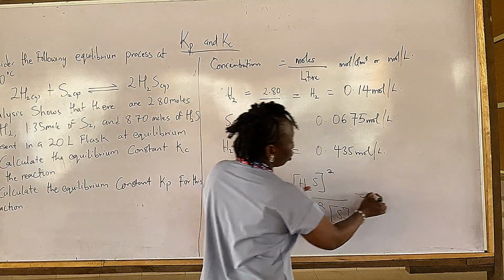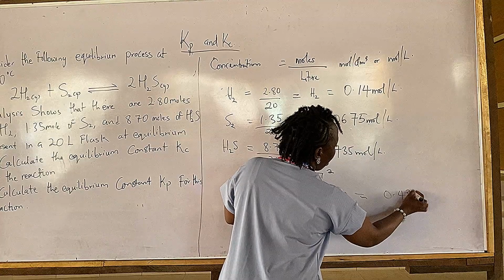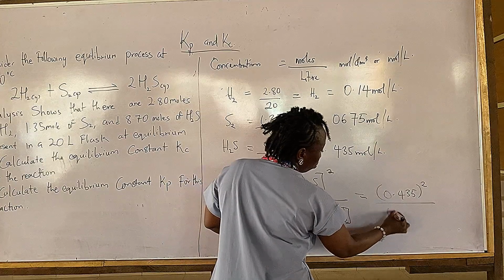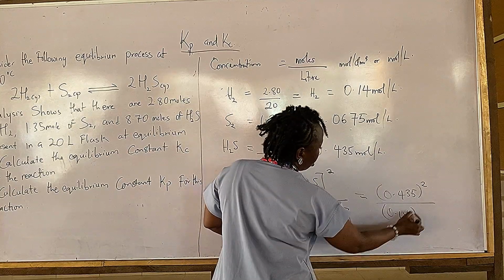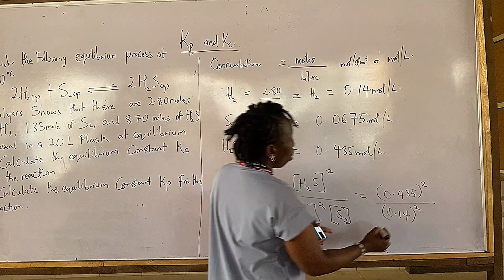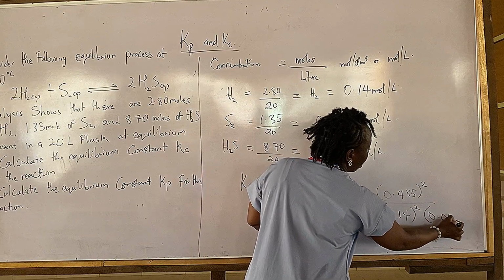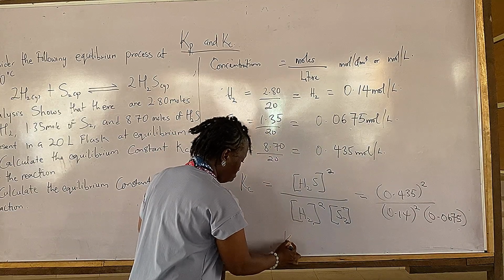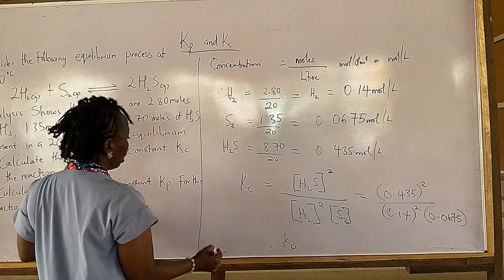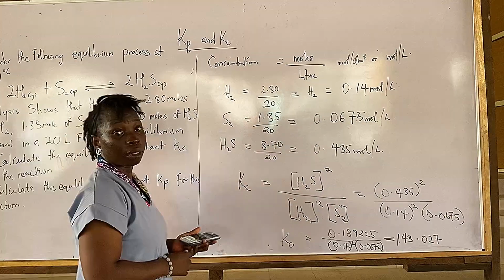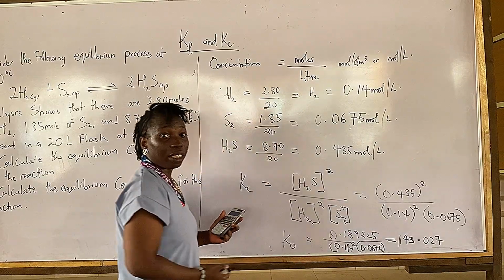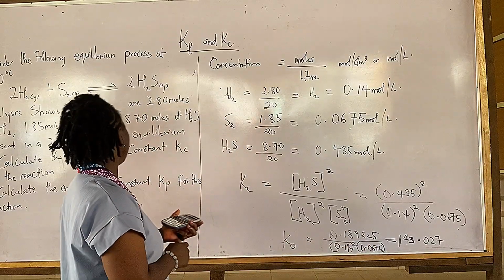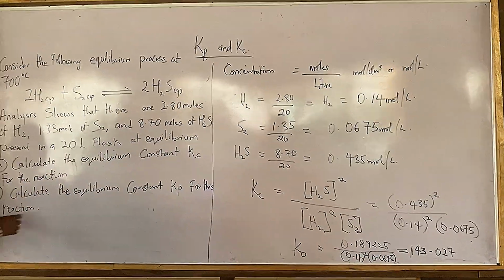For H2S, what was your concentration? 0.435. So you must put it raised to power 2. What will be the concentration of hydrogen? You calculated it to be 0.14, and it will be raised to power 2. Then that of sulfur will be 0.0675. So simplify it, and that will give us the value of Kc. When you press your calculator, you see that Kc is equal to 143.027.